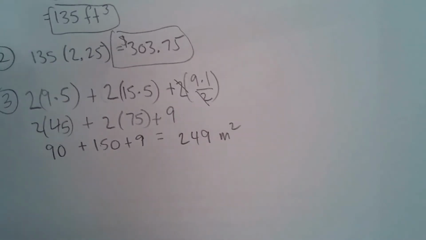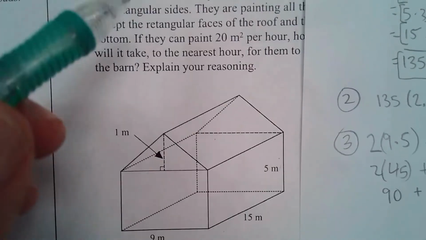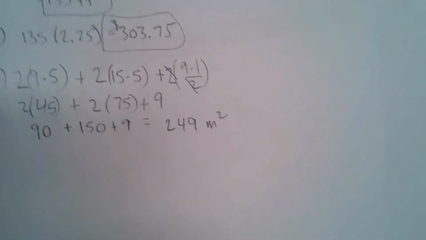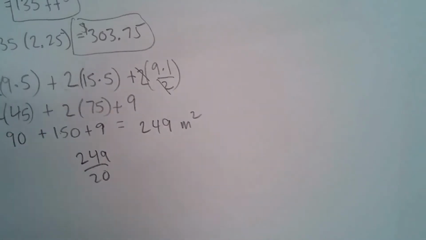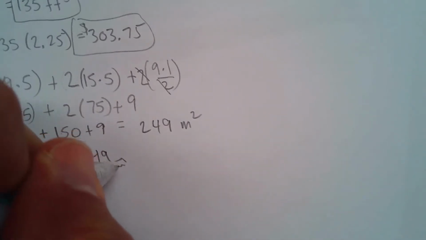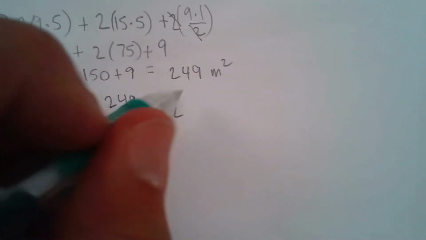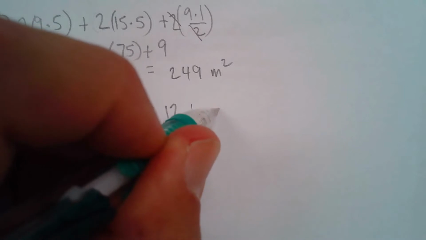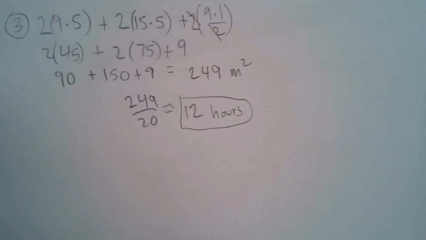We have to divide that by 20 because they paint at 20 square meters per hour. So 249 divided by 20, rounded to the nearest whole number, would be 12. So it'll take about 12 hours for them to paint the whole thing. That's a lot of painting.